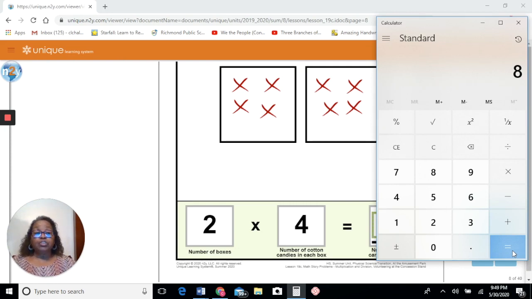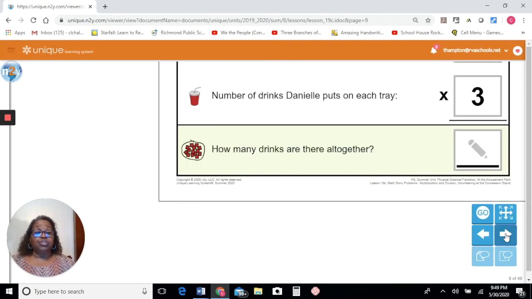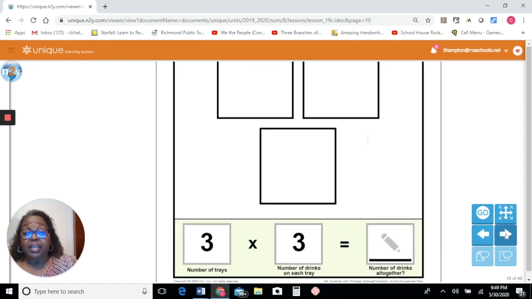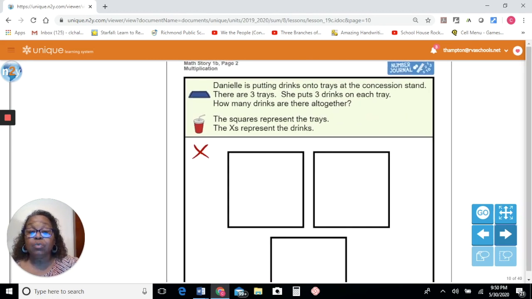Using the multiplication pattern, you will be able to solve your problems. 2 boxes, 4 items in each box. You get your answer. Let's do another one. That wasn't hard at all, was it? Multiplication is not hard. Multiplication actually is kind of fun right now. I'm enjoying this. Let's look at the word problem first.